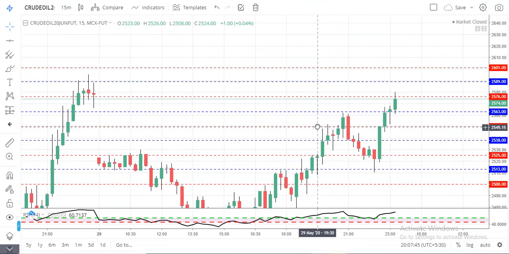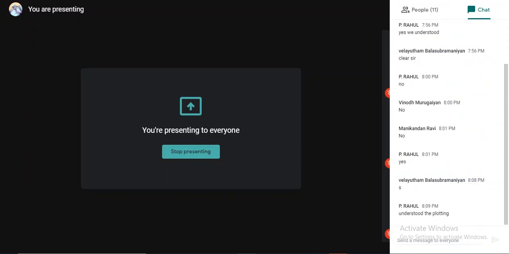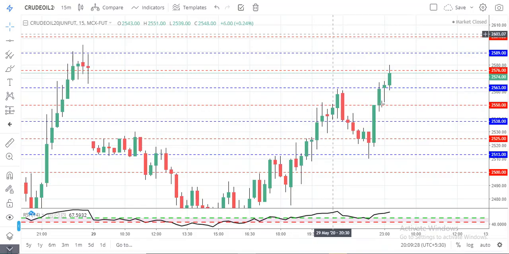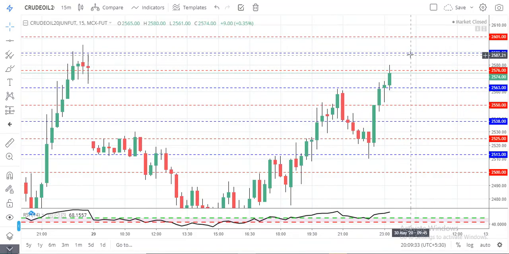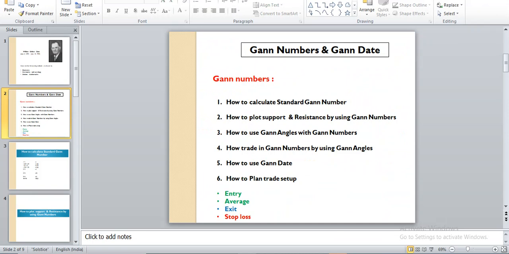So like this we have to plot support and resistance. We have plotted support and resistance by using Gann numbers: the red value will be a red line, blue will be blue, and the next red will be red. This is how we have to plot support and resistance by using Gann numbers. Now we'll move on to the next topic.